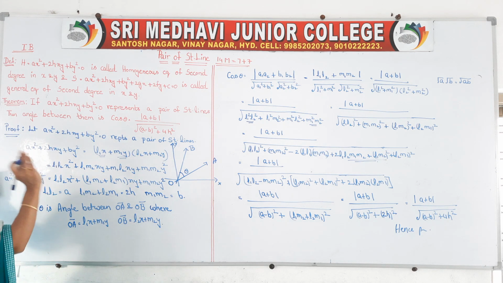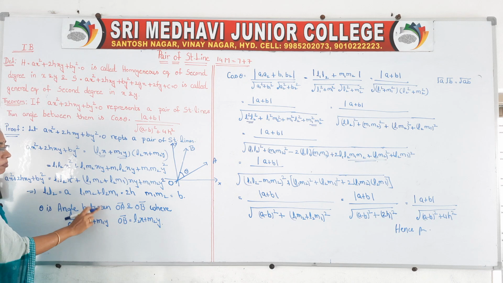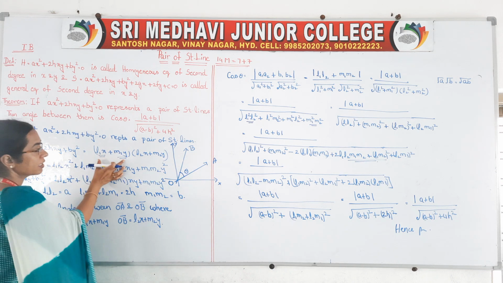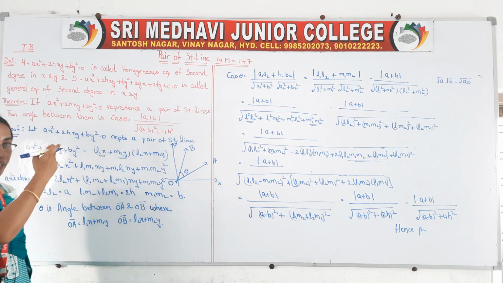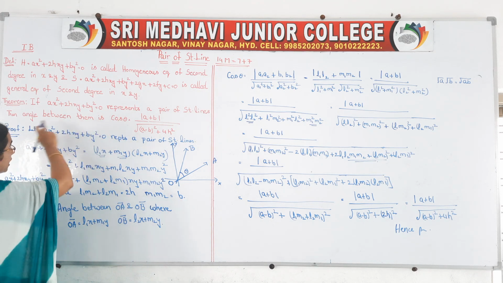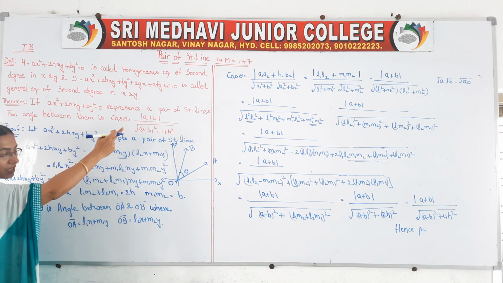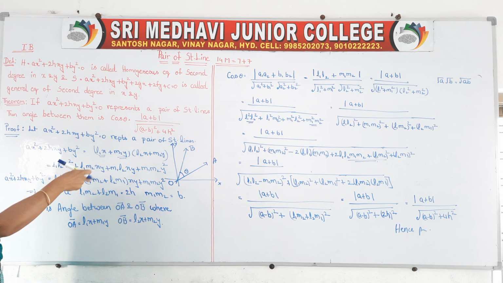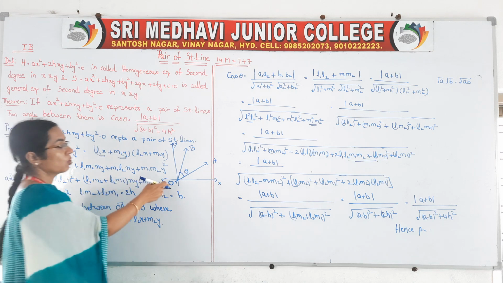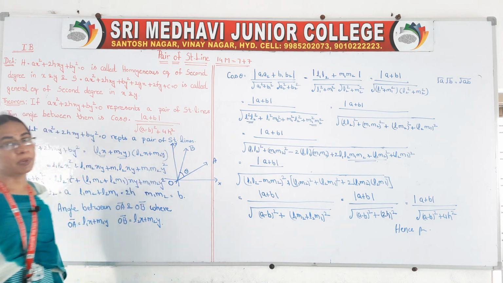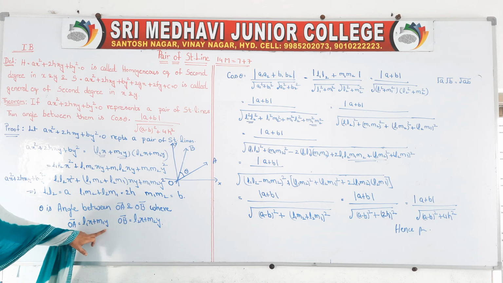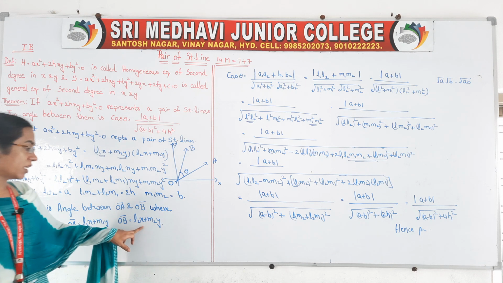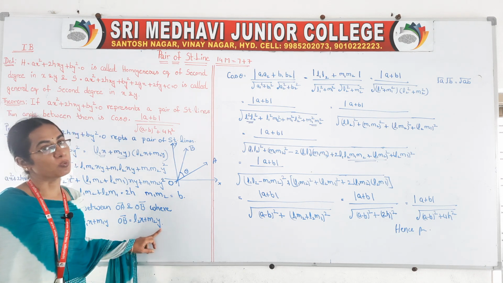Okay, so now you take theta as the angle between OA and OB. This is your OA and this is your OB. So theta is the angle between the pair of lines, isn't it? So find the angle between them. Them means the pair of straight lines. So which pair of straight lines are there? OA and OB are the pair of straight lines. So theta is the angle between OA and OB, where OA is equal to L1x plus M1y, and OB is equal to L2x plus M2y.